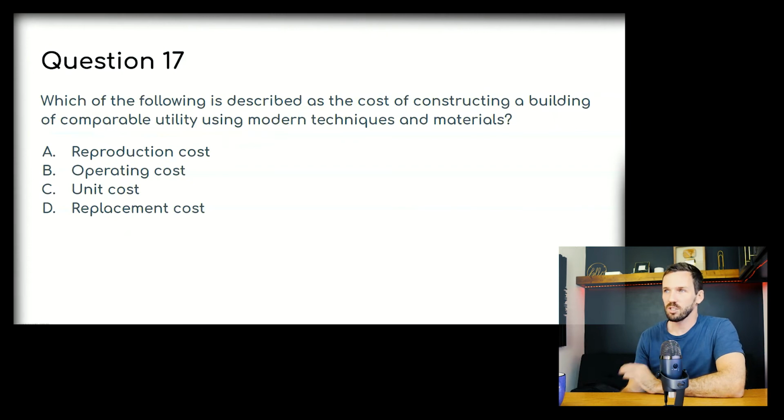Question 17. Which of the following is described as the cost of constructing a building of comparable utility using modern techniques and materials? Reproduction cost, operating cost, unit cost, or replacement cost. So similar to the cost approach that we talked about earlier with the courthouse, the replacement cost is how you determine the value in a situation like this. When it's a super unique thing and you have unique building materials and things like that, it's the replacement cost.